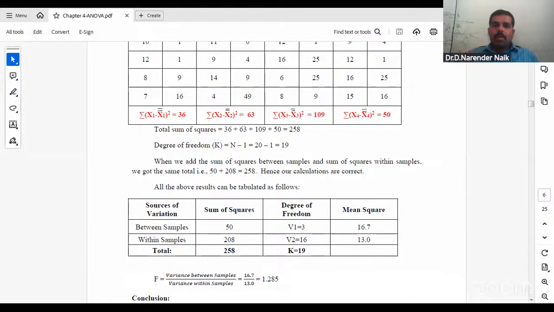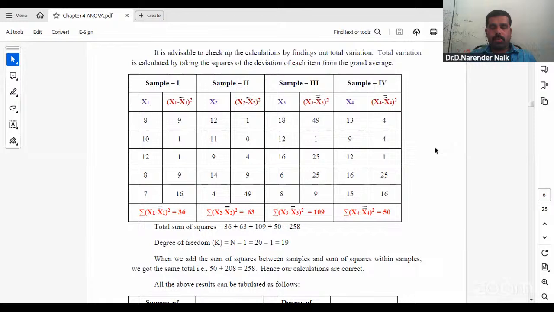After getting the values, it is advisable to check. If you have any doubt regarding the calculations you have done, whether they are wrong, then you go for checking with this table. It is advisable to check this one. Otherwise, there is no need to do this last table.